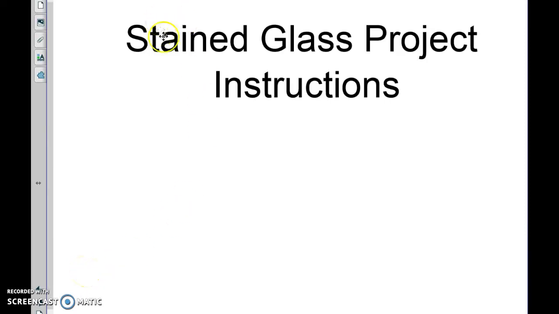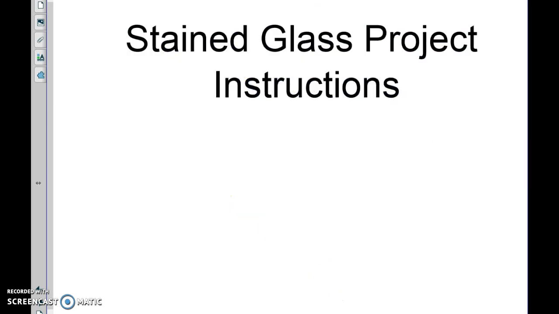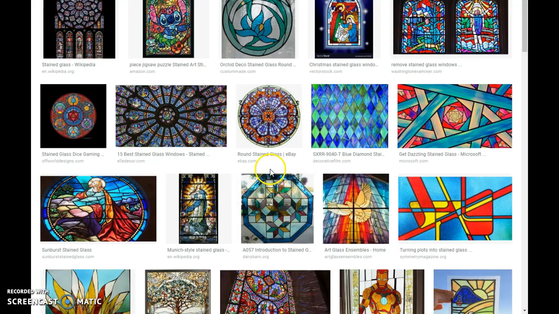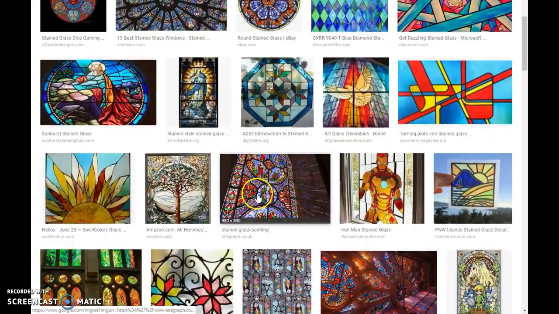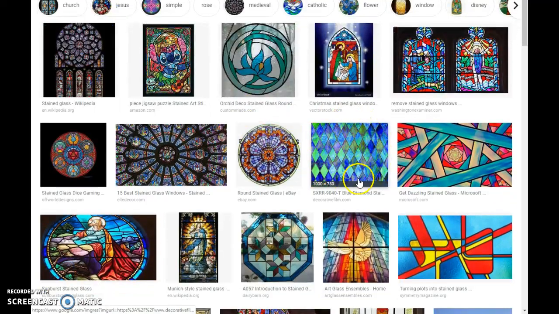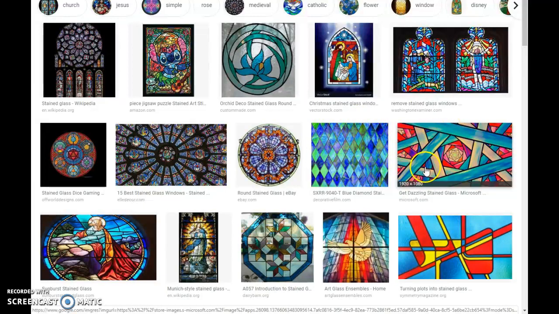So we are doing our stained glass project starting today, and here are your instructions. If you don't know what stained glass is, I pulled up some Google images for you. Think of a church, maybe. You see glass. And notice, like this one, there's lots of lines going on here. Here too. We have lots of linear equations.